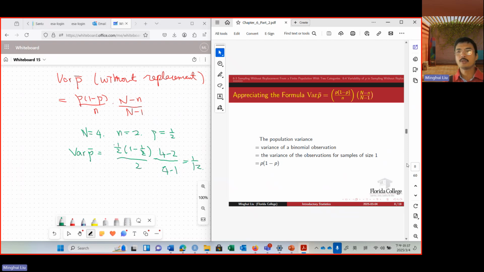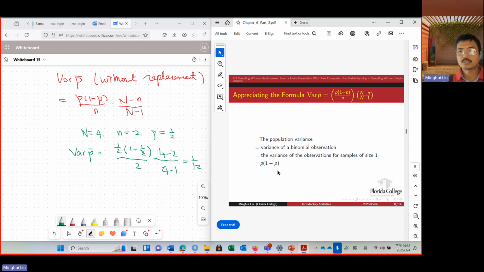And let's talk about this formula a little bit. First of all, what if the small n is equal to 1? If you think about that, look at this formula. If the small n is equal to 1, this denominator is gone, is 1. And also, this factor becomes the big N minus 1 divided by the big N minus 1. So that thing becomes 1 also. So the whole thing becomes p times 1 minus p. That is what we call the population variance.